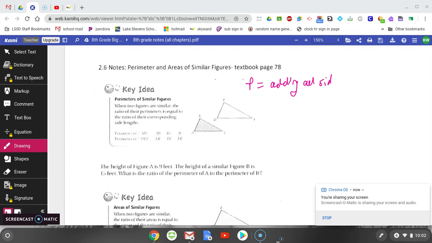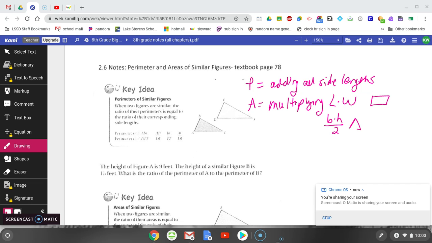We know that perimeter is found by adding all side lengths together, whereas area is found by multiplying the length times the width if you're talking about a square, or it's the base times the height divided by 2 if you're talking about a triangle.